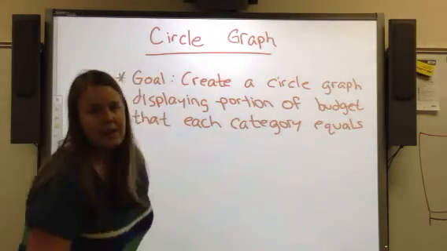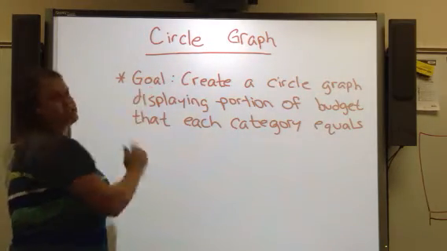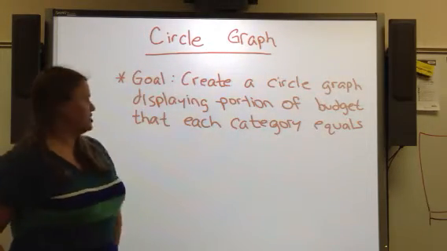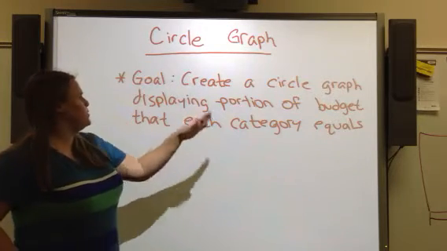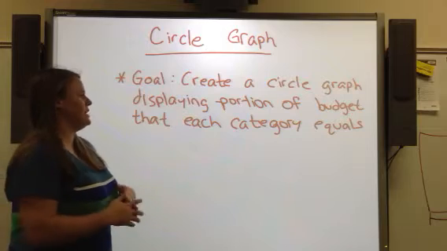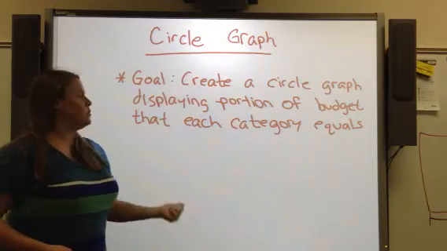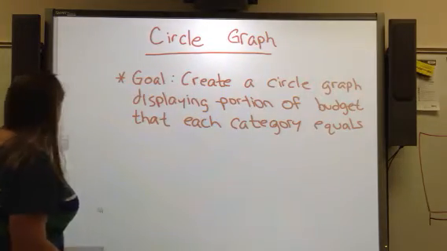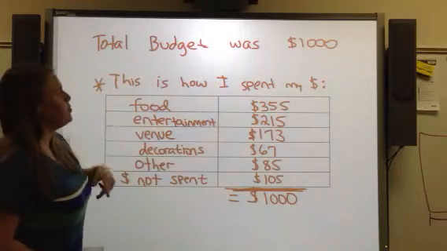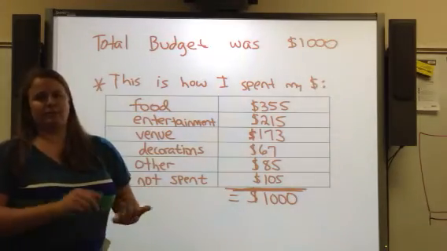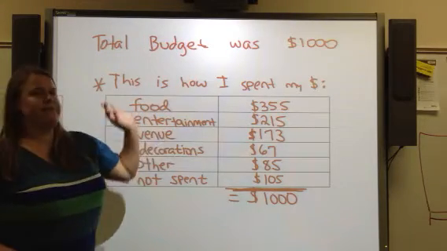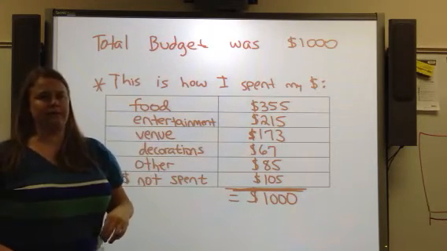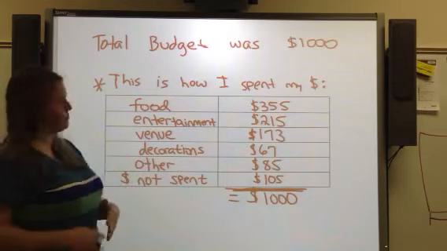Hello. Today we're going to be talking about making a circle graph for our Let's Party project. The point of making this circle graph is going to be to display the portion of the budget that each category equals that we spent. So for our total budget, most of us had $1,000. Some of us had $1,100, some of us had $1,200, but today I'm focusing on the groups that had $1,000. You'll be able to apply the same skill with $1,200. I'll show you as we go through.